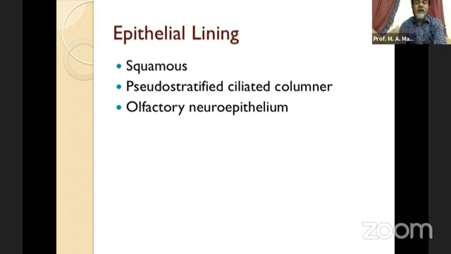And most of the nasal cavity is lined by pseudostratified ciliated columnar epithelium, and the upper part of the nasal cavity, around the roof, is lined by a special type of epithelium. It's called olfactory neuroepithelium, where all the olfactory nerve receptors are located. So this is the olfactory neuroepithelium at the upper third of the nasal cavity, at the level of the superior turbinate and above.